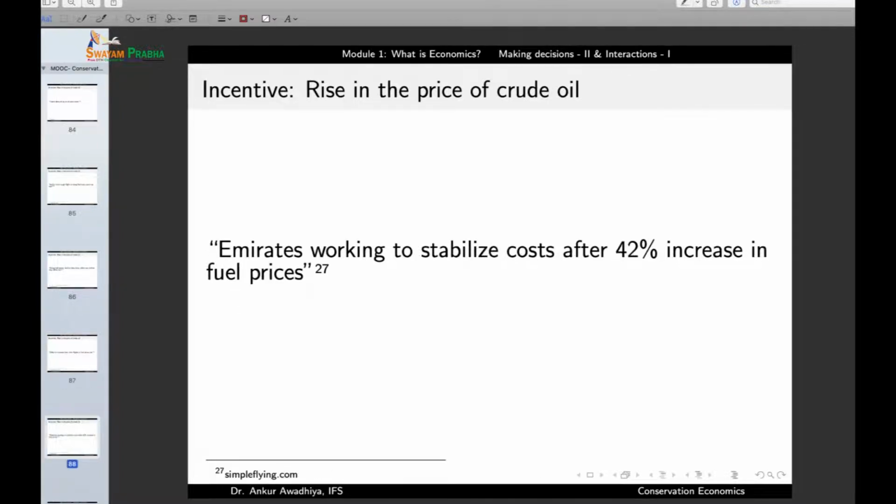This news article says Emirates working to stabilize cost after 42% increase in fuel prices. Now here again, Emirates Airlines is trying to stabilize its cost. It is trying to gain money from some other sources so that it can remain afloat.